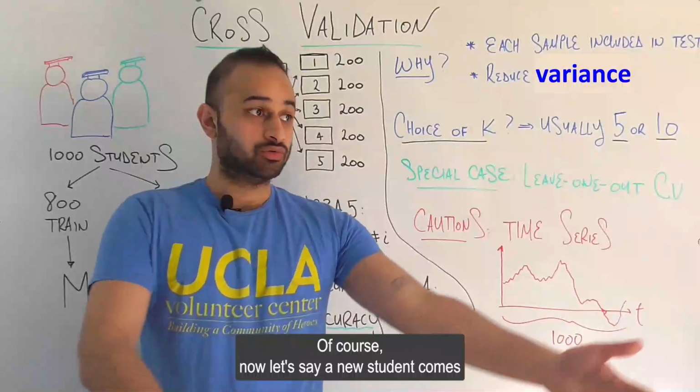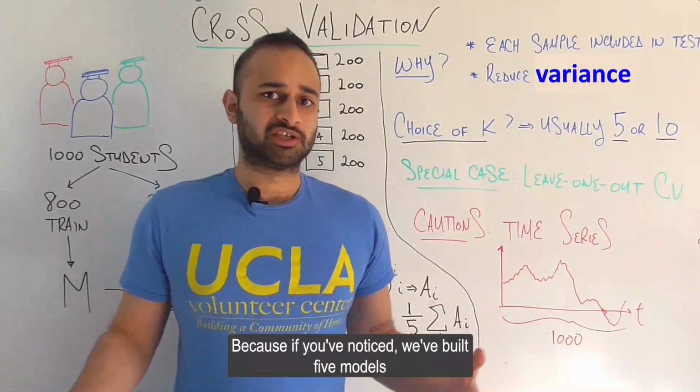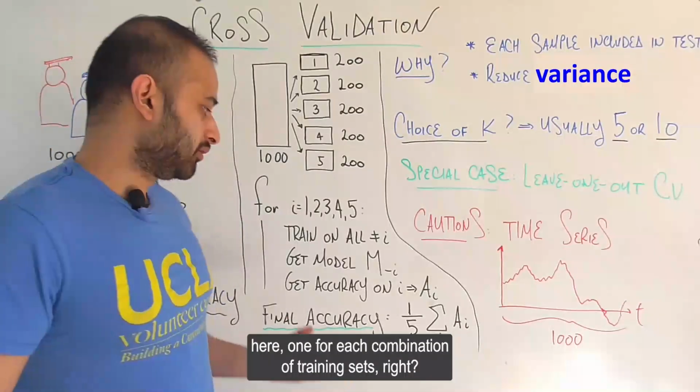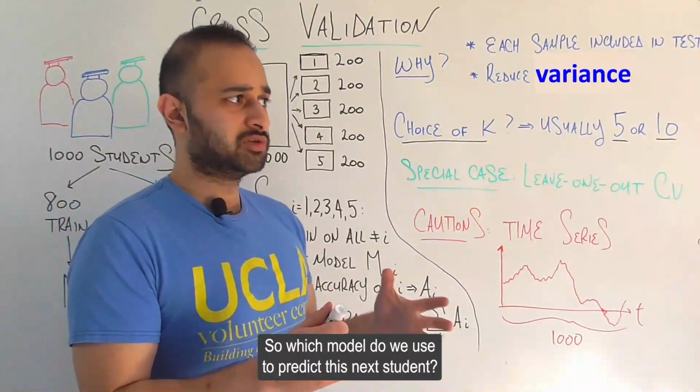Of course, now let's say a new student comes in, completely new student that you've never seen before. Which model do you use? Because if you've noticed, we've built 5 models here, one for each combination of training sets, right? So which model do we use to predict this next student?